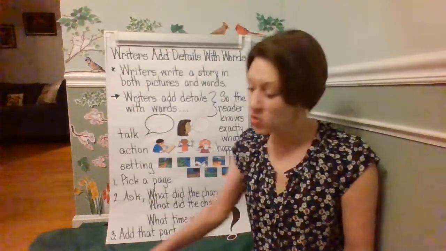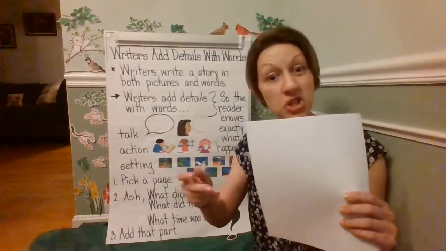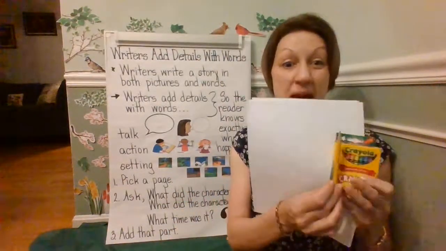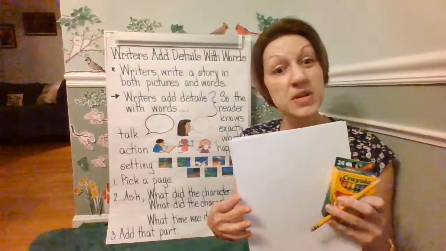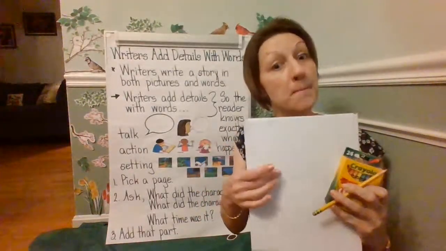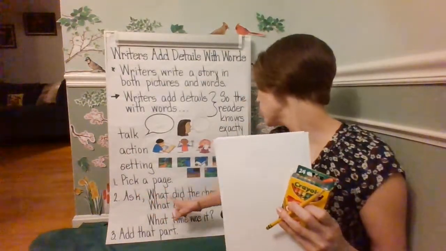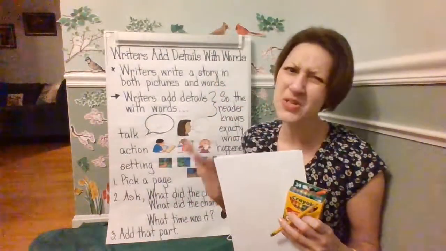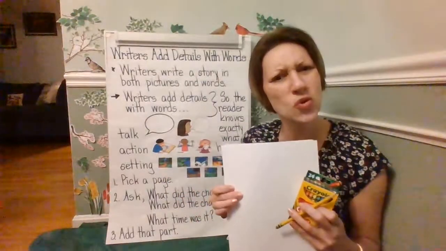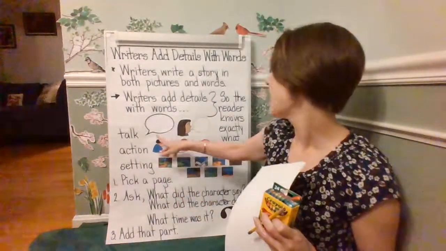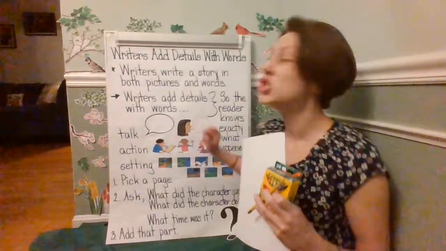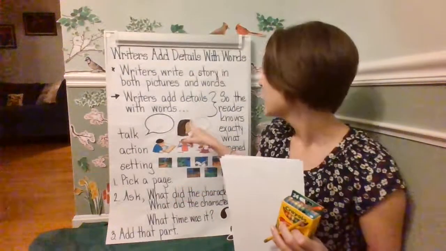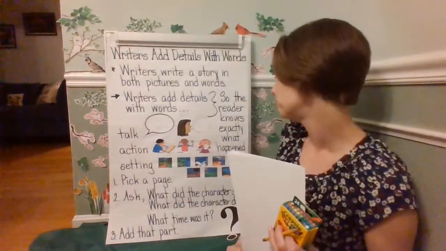So the first thing that you need to do, writers, you have your materials. You need your paper, crayons, and a pencil. And what you're going to be doing is when you write your story, you're going to pick a page and then ask, what do the characters say? And you think, what do the characters say in this part of my story? And then you can add a speech bubble to show what that character is saying in your story and write the words inside of the speech bubble.